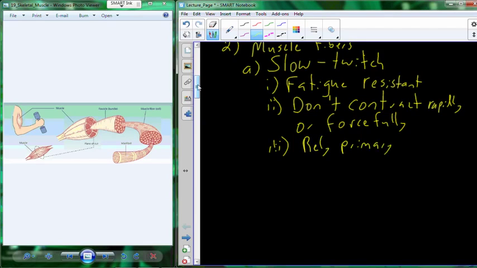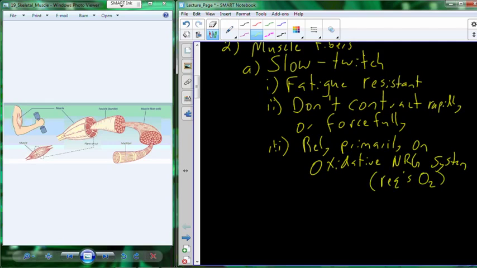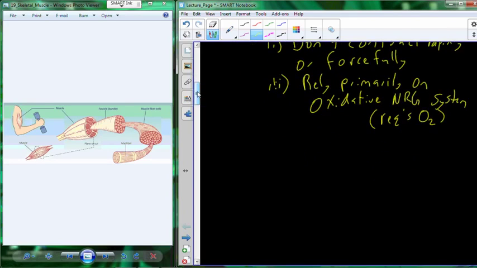Now, going back to a previous lecture, the slow twitch fiber is going to rely primarily on oxidative energy systems. In other words, these types of fibers will require oxygen, a constant supply of oxygen that's sufficiently supplied to that cell.